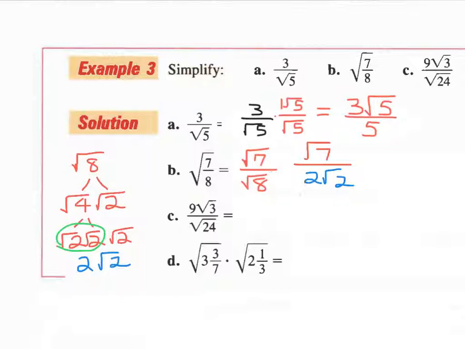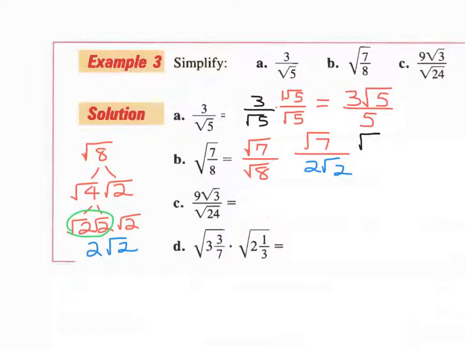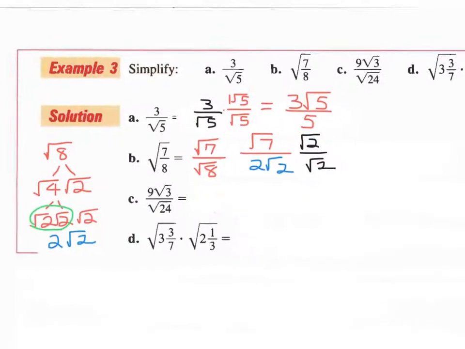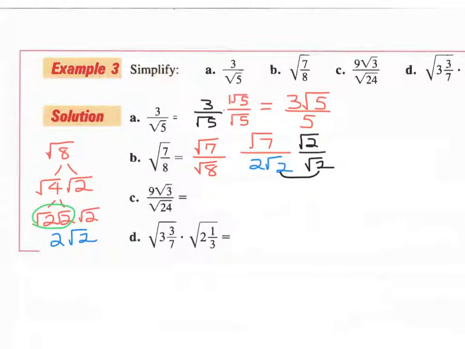Now again, I can't leave a radical in the bottom. So again, I need to rationalize. So I'm going to multiply the top and the bottom by the square root of 2, because I'm trying to make a pair here and make that radical go away.